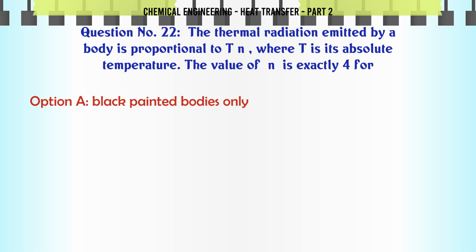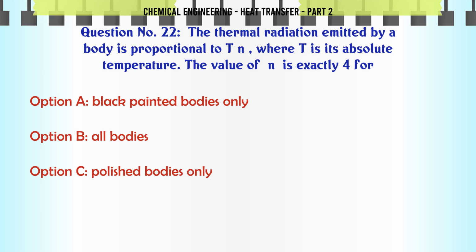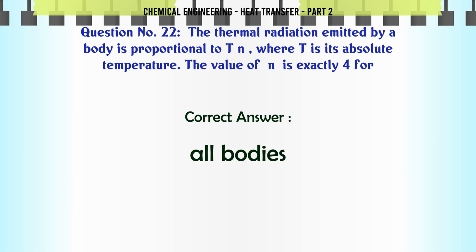The thermal radiation emitted by a body is proportional to T^n, where T is its absolute temperature. The value of n is exactly 4 for A. black painted bodies only, B. all bodies, C. polished bodies only, D. a black body. The correct answer is all bodies.